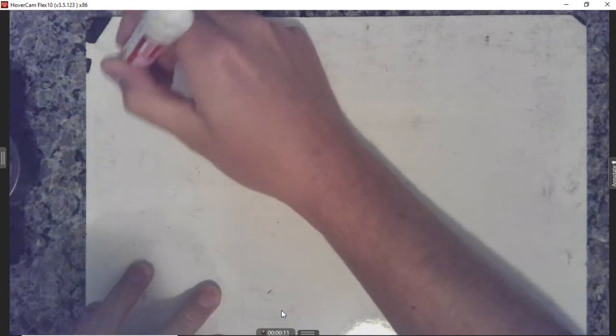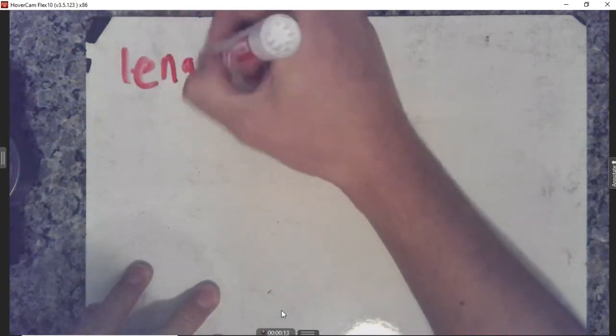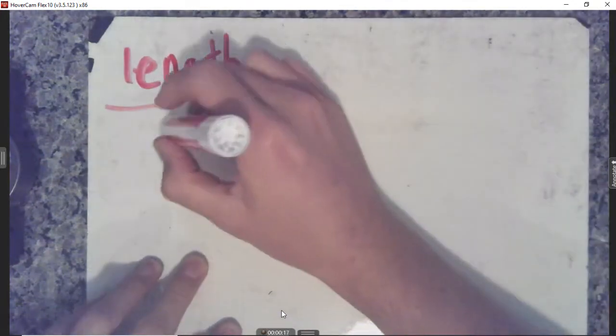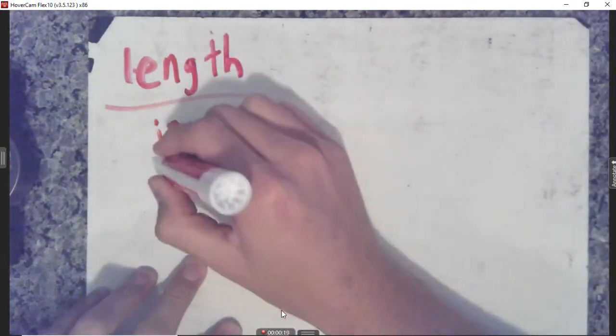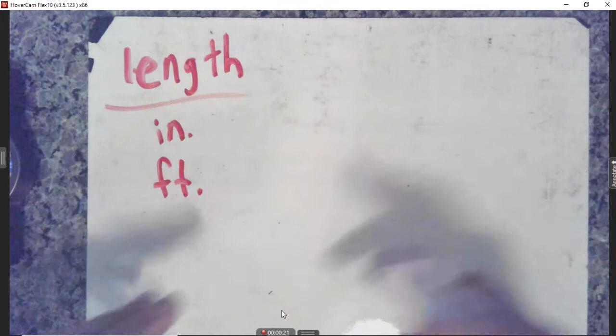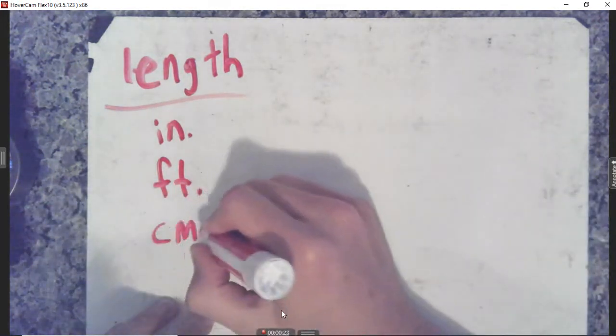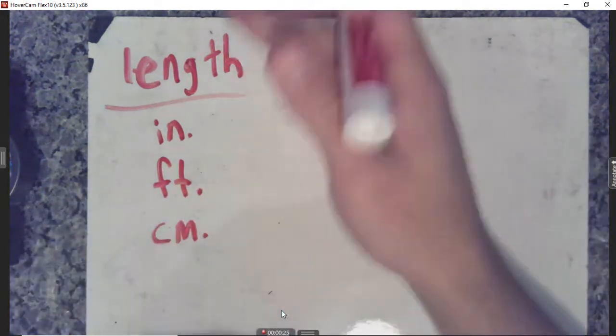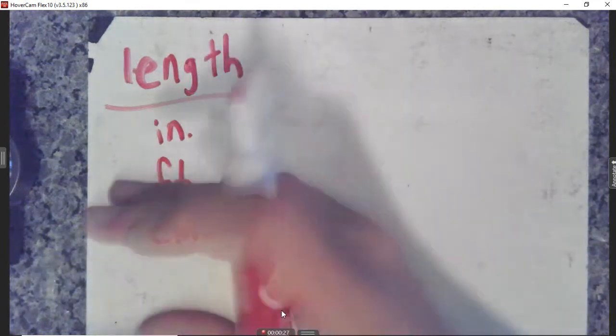All right, y'all. So we're gonna go over scale factor and area today. When you are measuring the length of something, you are typically working in inches, or maybe feet, or even centimeters. Whatever unit you use, those are all fair game.